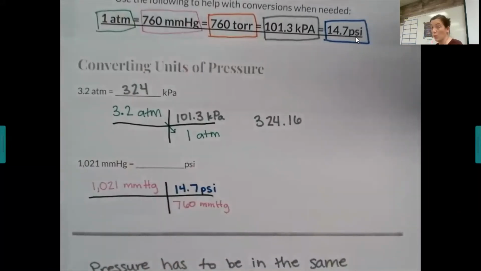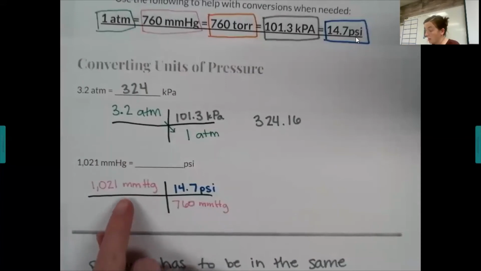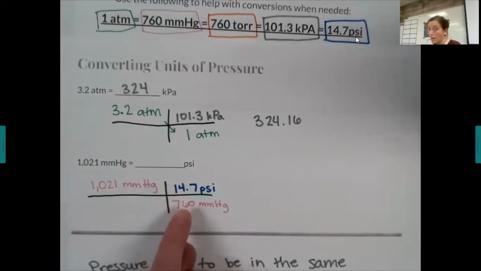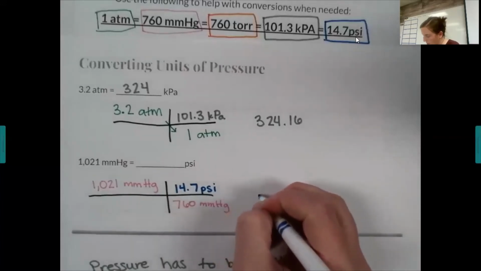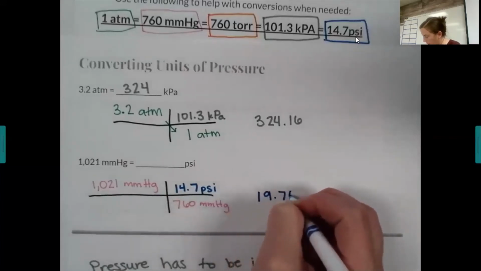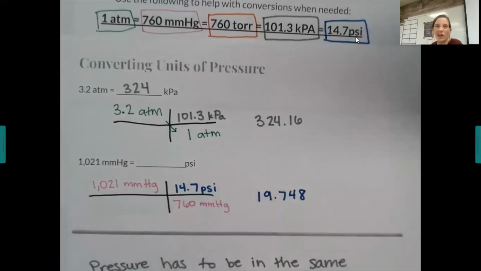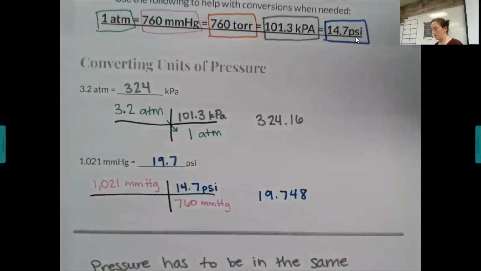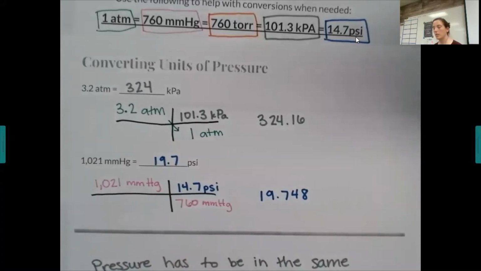Just like we've been doing with stoichiometry and moles, you're going to multiply on top. So 1021 times 14.7, and then divide it by 760. That should get you 19.748 in the calculator. Again, I like rounding things to at least 3 digits, so for my final answer, I would say 19.7. You don't have to do conversions every time, but if the pressure's not in the same unit, then you've got to change it to the same unit. This is how we do that. Now let's look at some example problems.